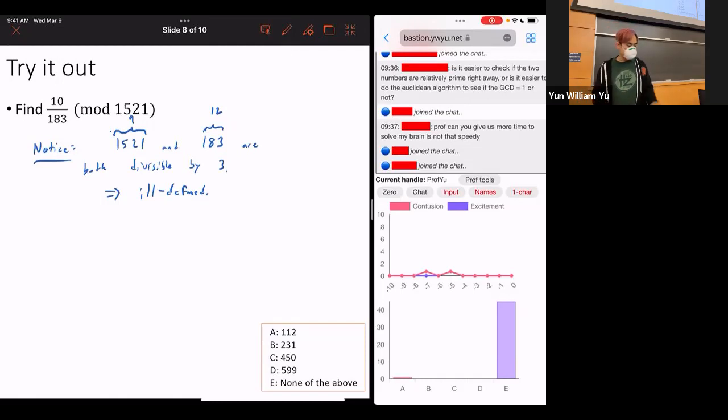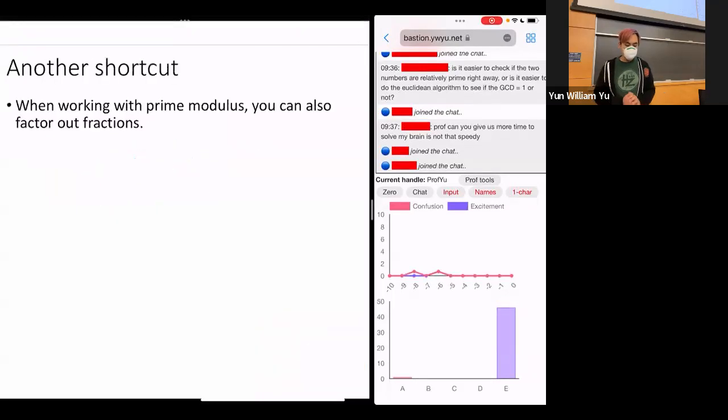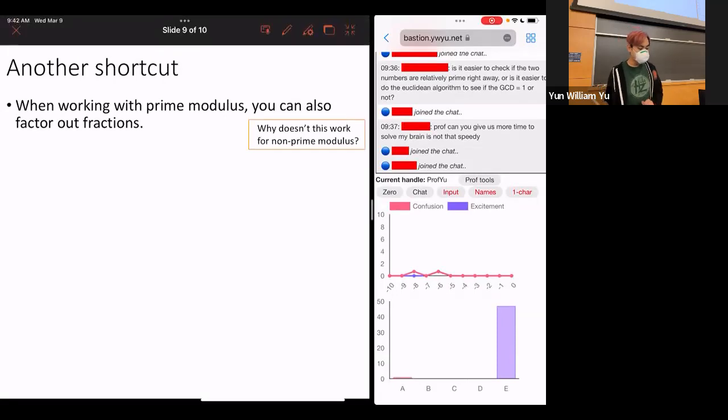Okay, great. So let's talk a little bit about one more shortcut you can do while you're doing division, which is sometimes you can also factor out the modulus. So what do I mean by that? Also, why doesn't this work for non-prime modulus? But you guys can answer that while I give a couple examples of this. And you can think a little bit about why it doesn't work.